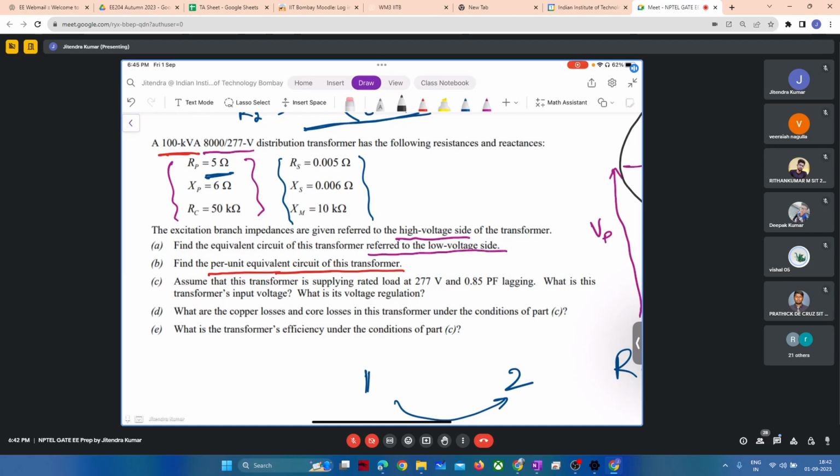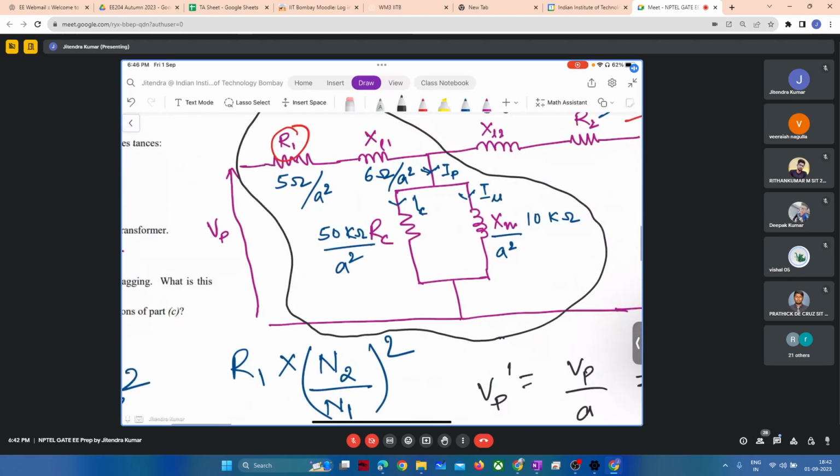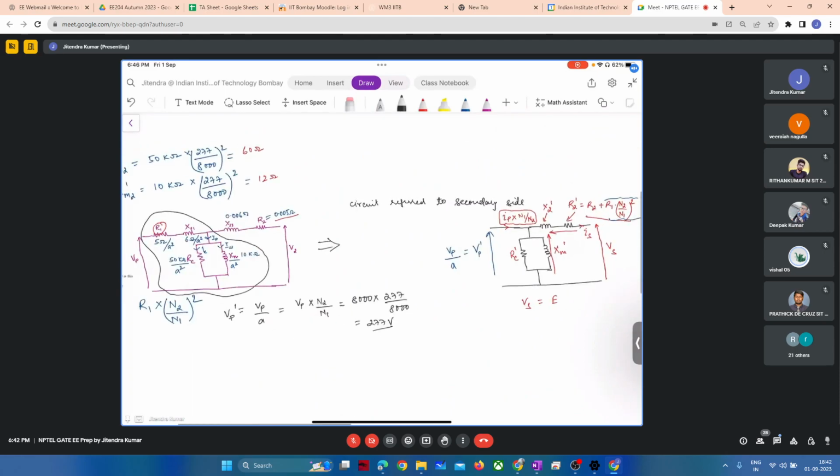Now, what should be the approach for this type of question? Any comment on how to proceed with part C? Secondary voltage plus voltage drop is equal to input voltage. Great, that's all. So secondary voltage plus drop, and you will end up with the primary voltage.